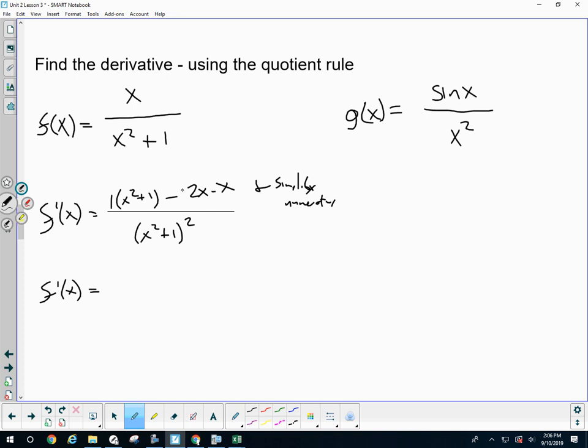x squared plus 1 minus, this is 2x squared. So I would have a 1 minus an x squared over (x squared plus 1) squared. There's my tangent slope generator. Leave it like that. Don't distribute the denominator. It actually would look messier if I did that.